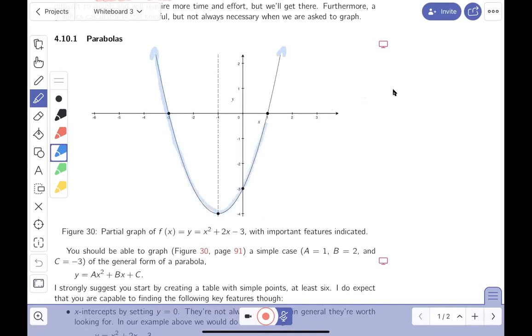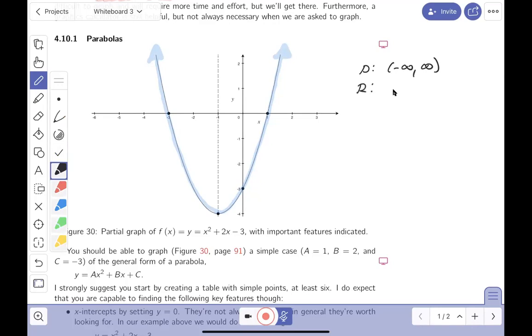That's a parabola. It goes on forever upward. If someone asked, what's the domain of it? I could write, oh, the domain is all real numbers. A parabola has no divisions, no even root takings. What's the range of this particular parabola? I would say it looks like it's starting at -4 and going off to infinity.